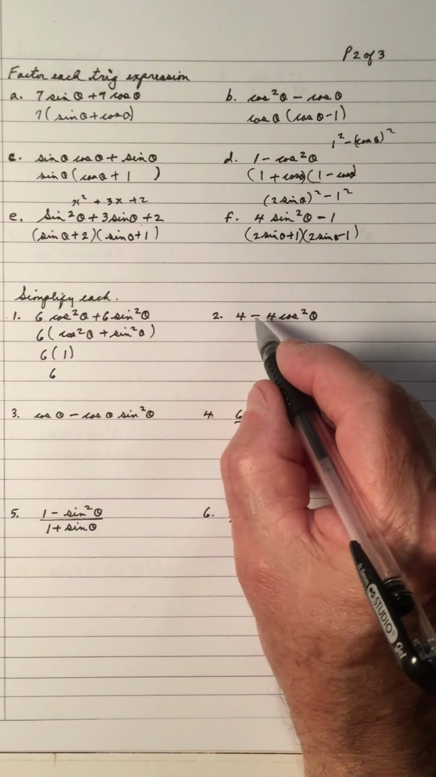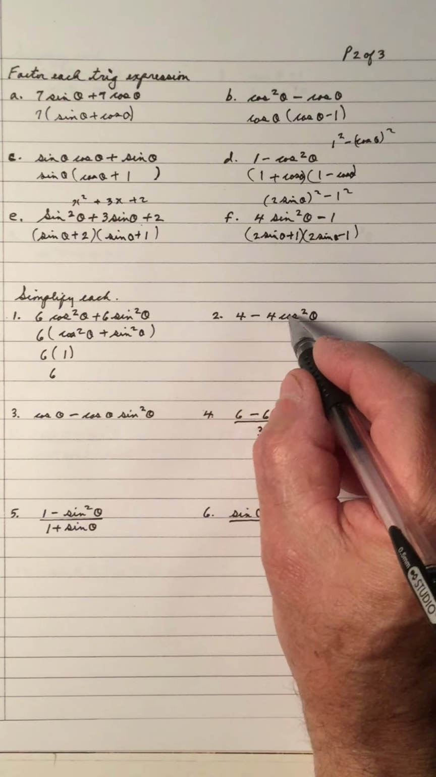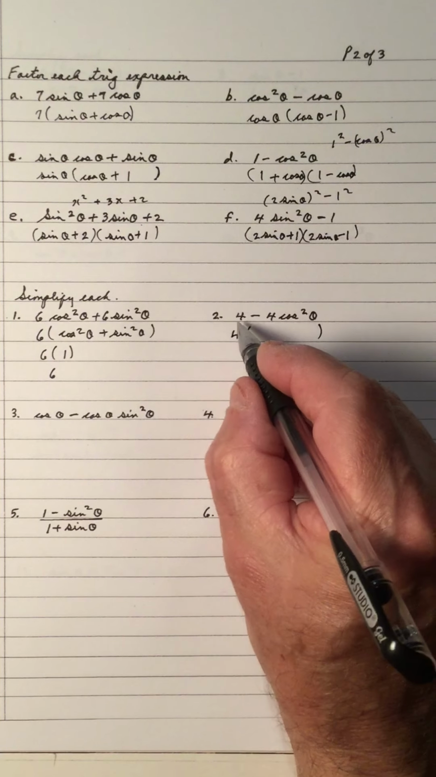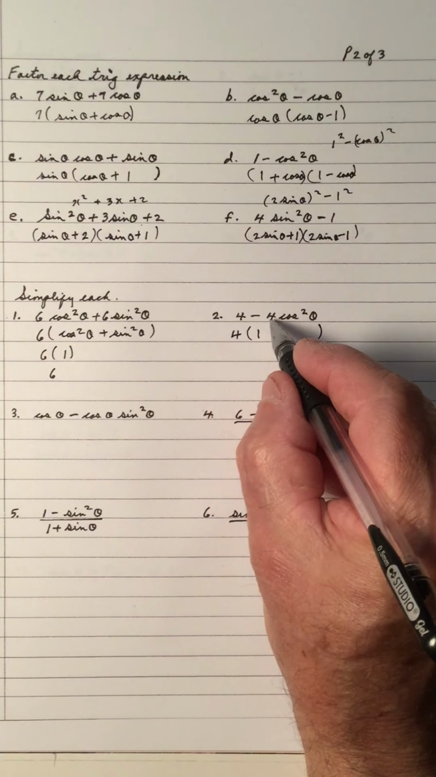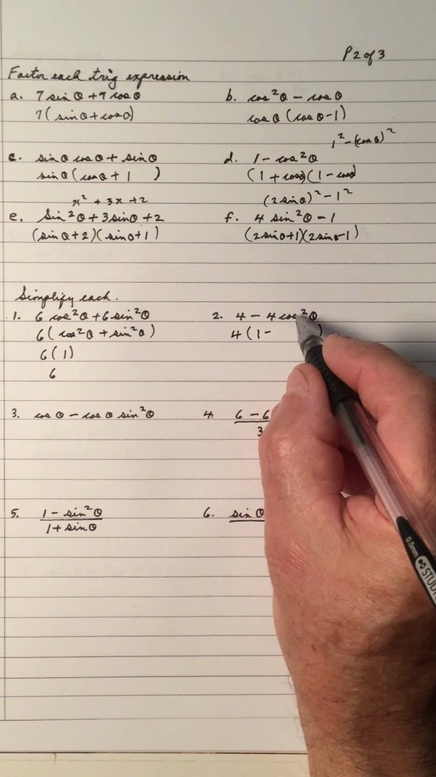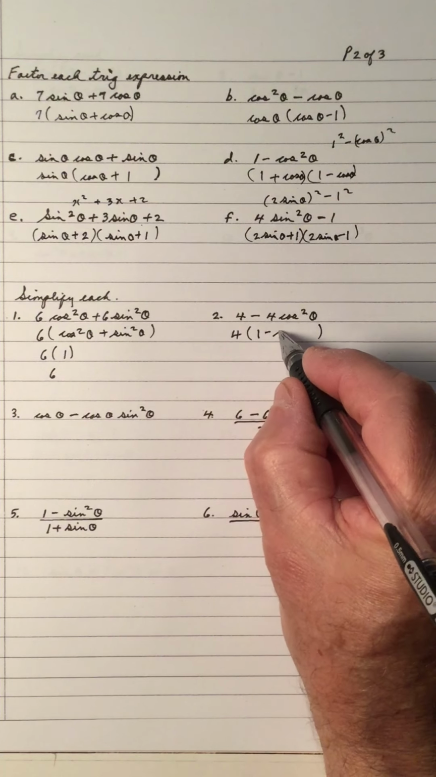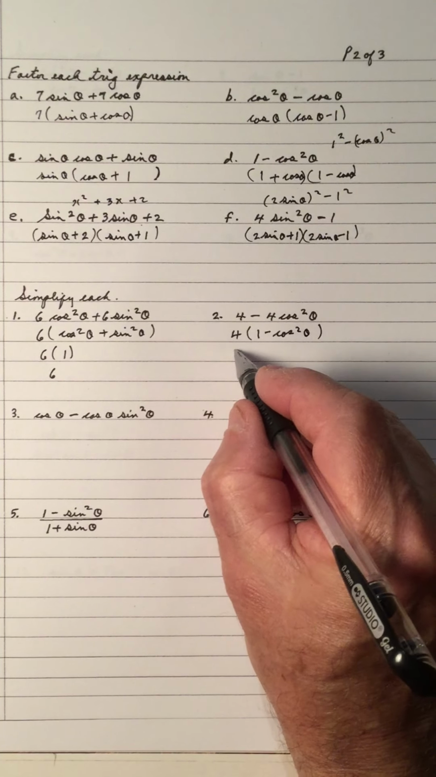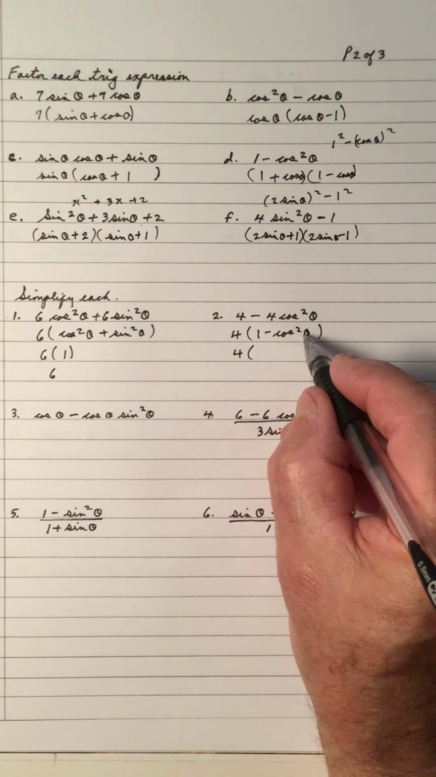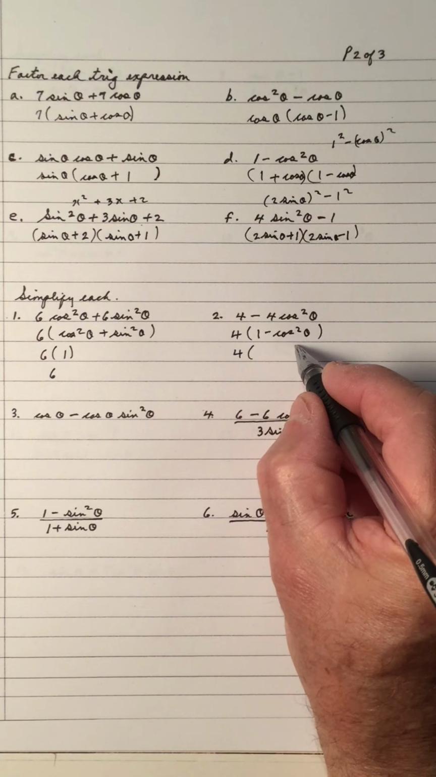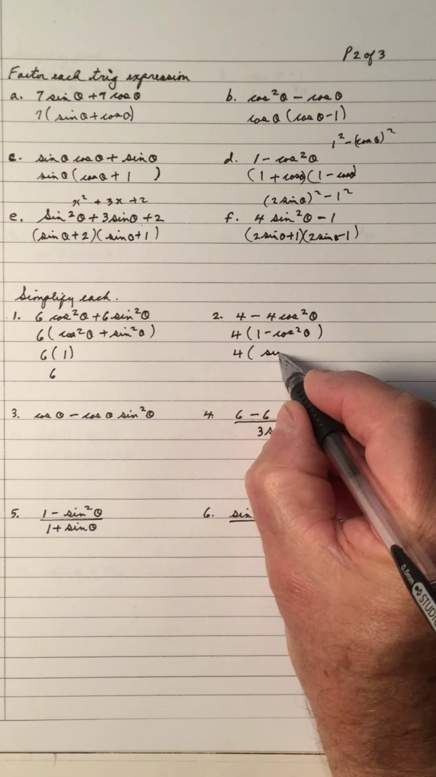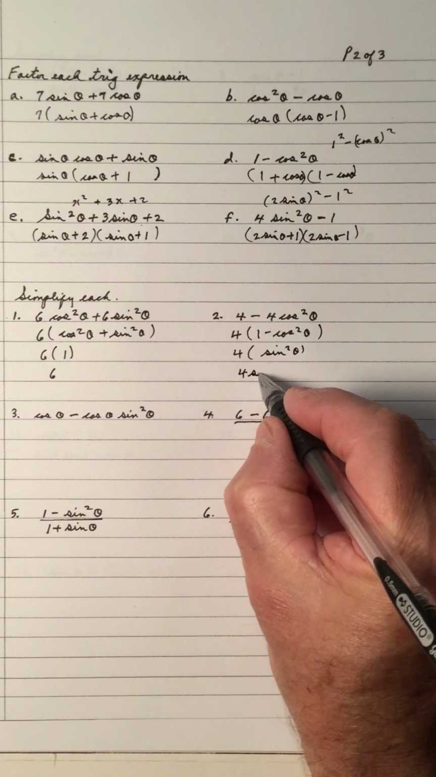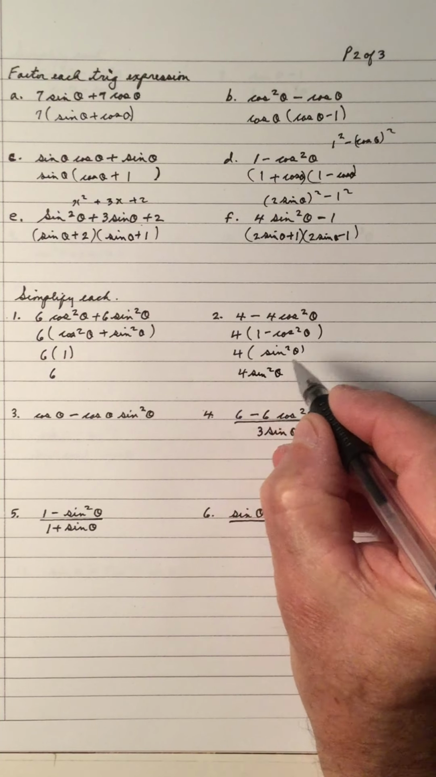And number 4, I see a binomial. I see 4 is the GCF, so I'll take the 4 out. 4 divided by 4 is 1, and 4 cos squared divided by 4 is cos squared. And 1 minus cos squared is sine squared. So that's 4 sine squared.